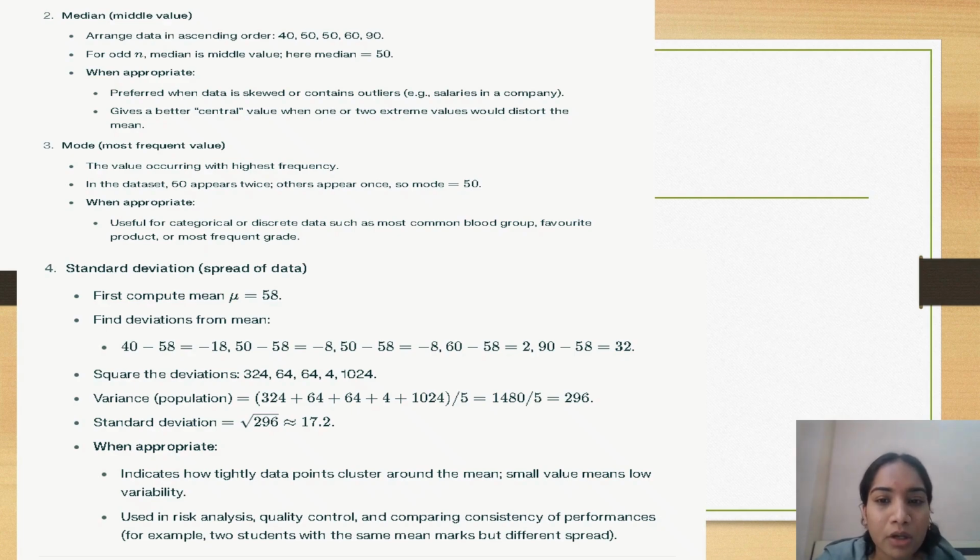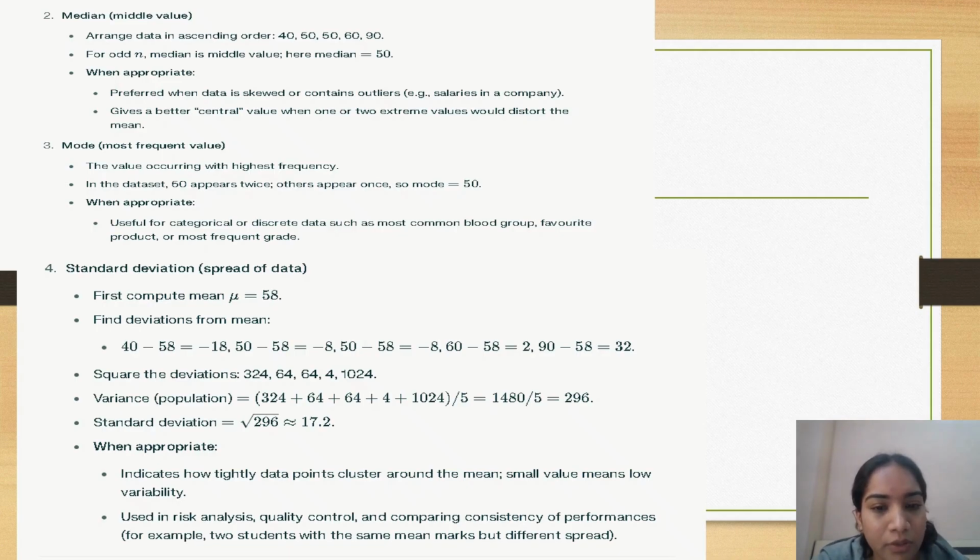Let's look at the standard deviation, which is the spread of data. It measures how far values vary from the mean. The steps are: compute the mean, find the squared differences, average them, and take the square root. Computing the mean, that is 58, we find deviations from the mean: 40 minus 58 is minus 18, 50 minus 58 is minus 8, 50 minus 58 is minus 8, 60 minus 58 is 2, and 90 minus 58 is 32. Then we square the deviations and get 324, 64, 64, 4, 1024.